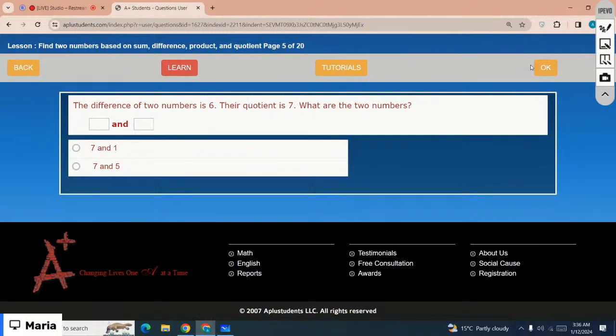The correct option is 7 and 1, right? Because when you subtract them, 7 minus 1 is 6. And when you divide them, 7 divided by 1 is 7. So the correct option is option number 1, that is 7 and 1.